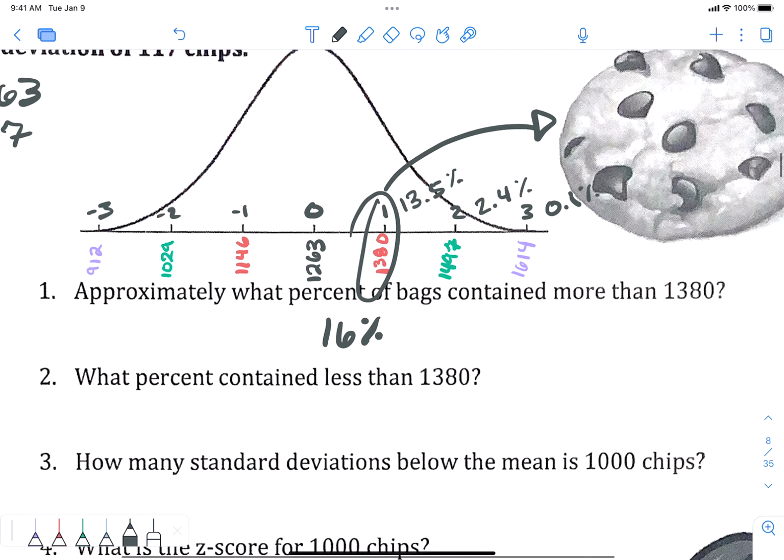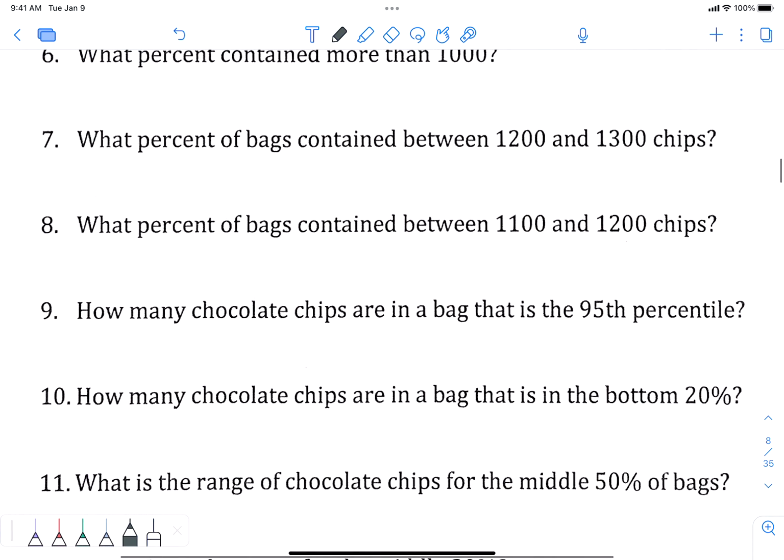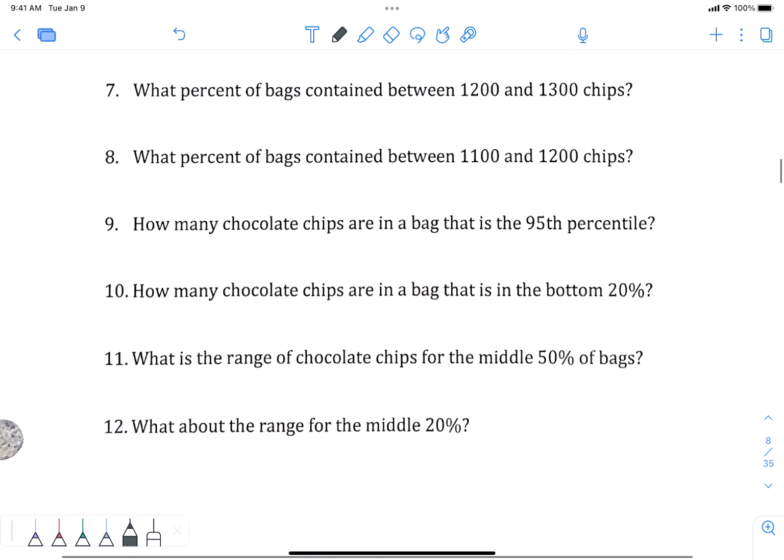You can do the rest of those except skip down to like number 9. We're going to do number 9 together. You're going to do the rest of them. Okay? Ready? Because number 9 is just one more little tricky thing that we haven't already done.